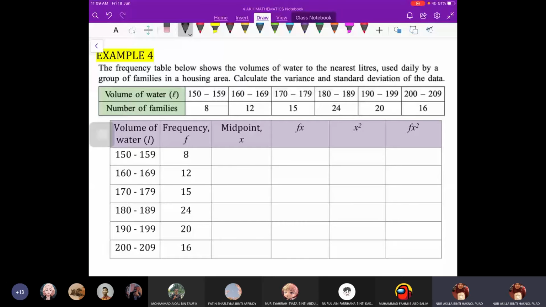The frequency table below shows the volumes of water to the nearest liters used daily by a group of families in a housing area. Okay. Calculate the variance and standard deviation of the data. So volume of water paling minimum is 150, maximum 209 liters. Okay. And then ni lah number of families that we have. Alright, so teacher dah salin balik volume of water and the frequency.